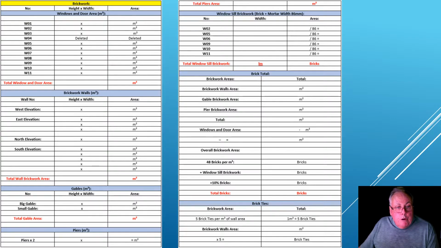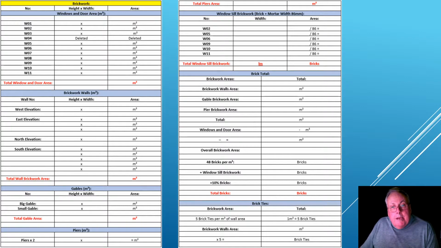Here are all the brickwork walls, and you've got west, east, north and south, and you can actually work out all of these. Here's the gables, total gable area, and then you've actually got your piers. We've got 2 piers, and so they're 480 by 480, and so you would be working out where this fits. Over here, total pier area, window sills.